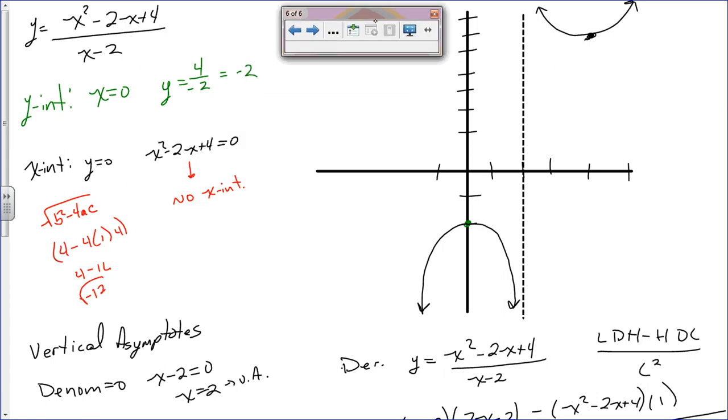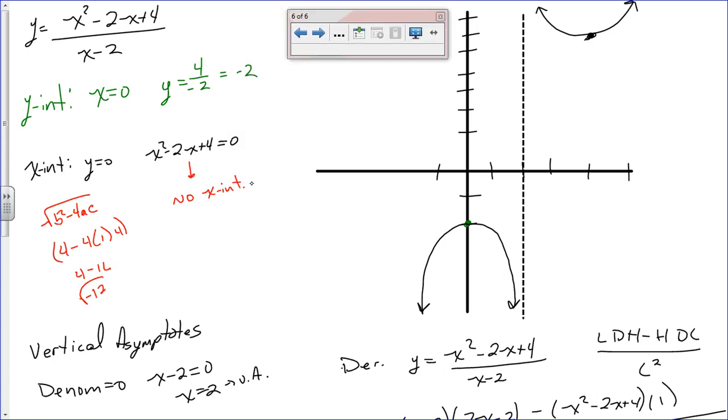All right, I hope y'all followed that. Again, the first thing we started out doing, we found our y-intercept. We only have one. It is at y equals negative 2. Next thing we wanted to do was find our x-intercepts. So we set y equal to 0 and solve for x. Come to find out, it does not cross the x-axis at all.